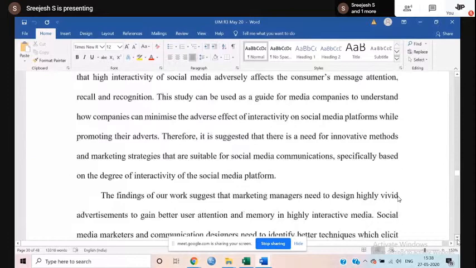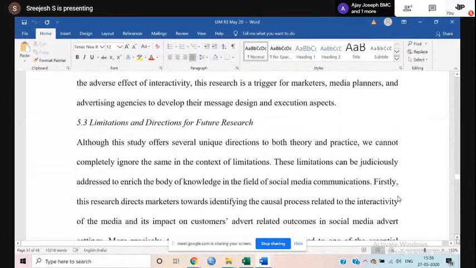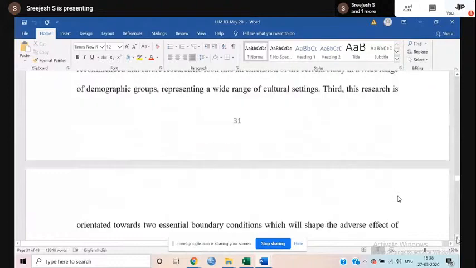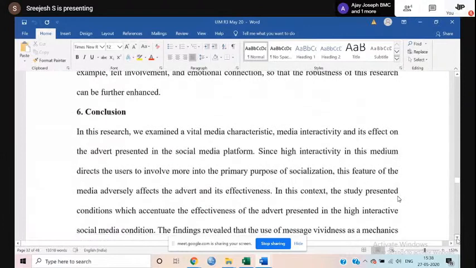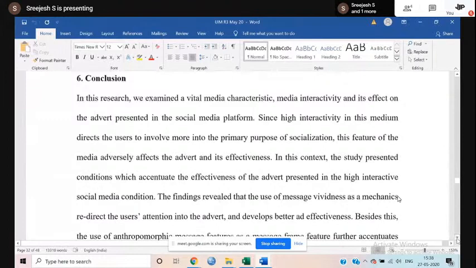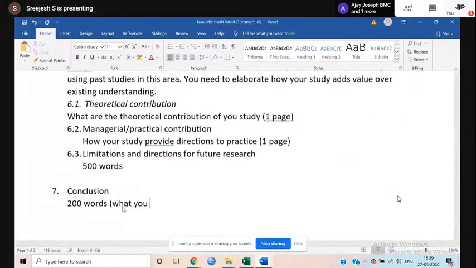And followed by that, you can see 5.3 is actually limitation and direction for future research, a very short summary. And finally, I made a conclusion. And conclusion is nothing but what you inferred out of your study. That's it, actually. Some people copy paste their abstract as the conclusion. Not that. Conclusion is about your study, what you inferred out of your study. Around 200, max 250 words you need to elaborate, and you need to conclude that.